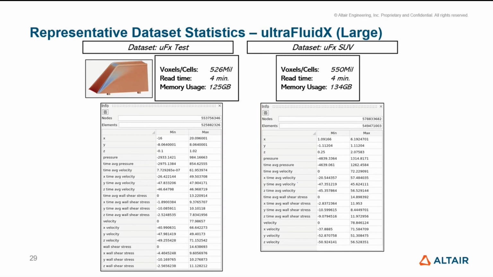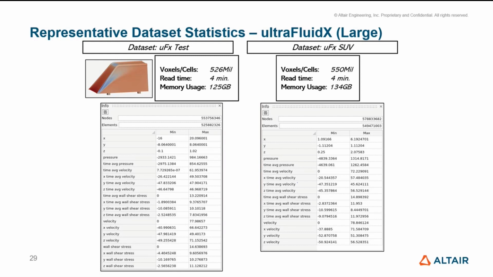Similarly, the high-end model was a SUV. This was a benchmark case that was 550 million voxels. It again took just about 4 minutes to read. And in this case, I pretty much saturated the disk on one of the Oracle machines, or saturated the memory at 134 gigabytes. So I was at least happy to see that these read in and had a pretty quick read time. The memory usage is a bit high here.